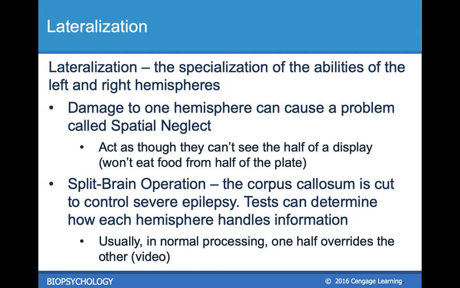There are a couple of famous cases where people had really severe spatial neglect, and they act as if they can't see half of a display. For example, there's a woman who was in a care facility because she had this, and she had a plate of food and she would only eat half. Let's say she had a problem with the right half of her brain. She could see the left half, but she would completely ignore what was on the right, so she would only eat the left half of her plate.